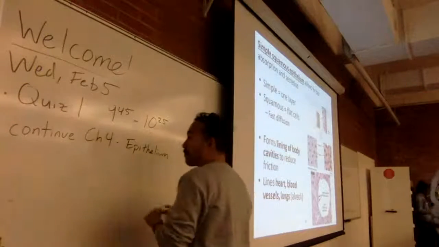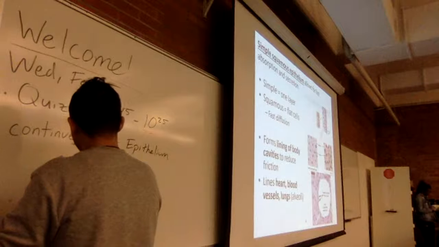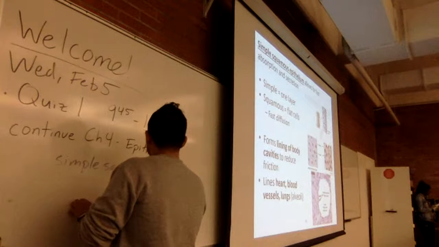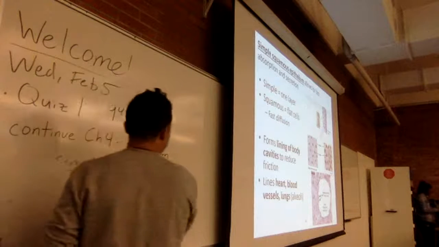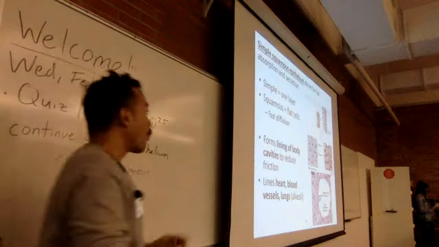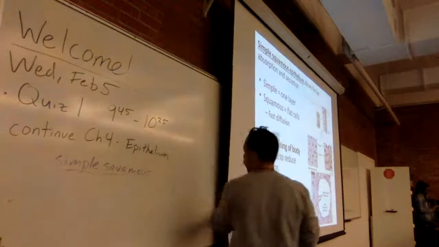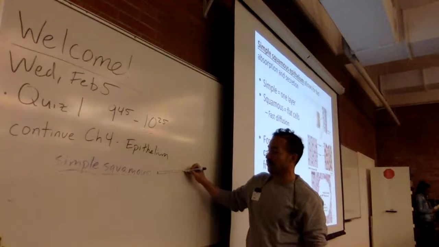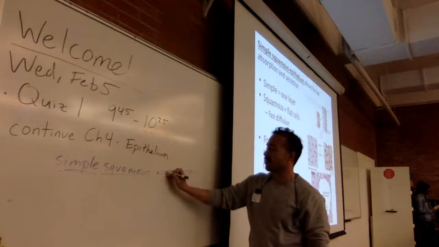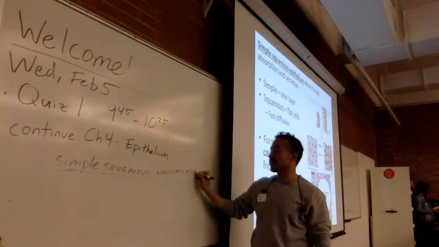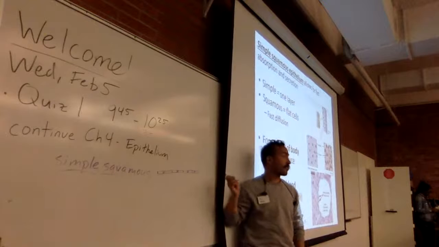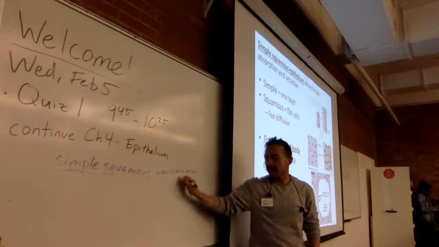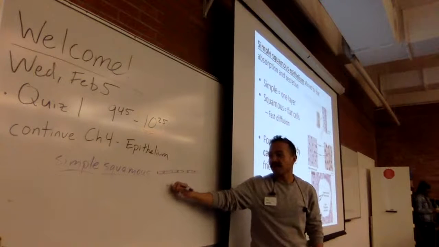The first type here is simple squamous. Simple means one layer. Squamous, what does that mean? Flat. One layer of thin, flat cells. So if you look at it from a longitudinal view, they look like this. Here's the nucleus in the center. This is a longitudinal view. If you look at it top down, a cross-sectional view, they look like pancakes or eggs or something.